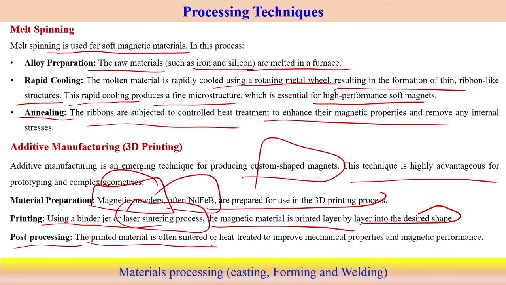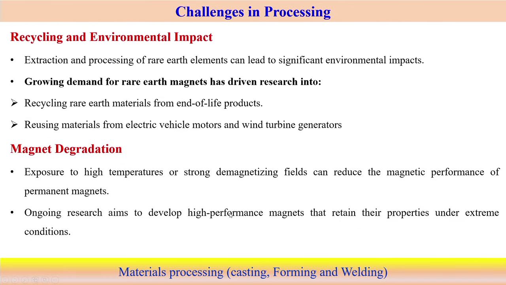The printed material is sintered or heat treated just to improve the mechanical properties as well as the magnetic performance of this 3D printed component. But there are challenges in the processing of magnetic materials. One is recycling and environmental impact. Of course, we use rare earth elements for the permanent magnet, so there is a significant impact on the environment. That is one challenge associated with this.